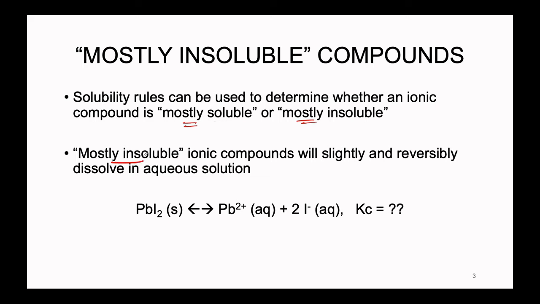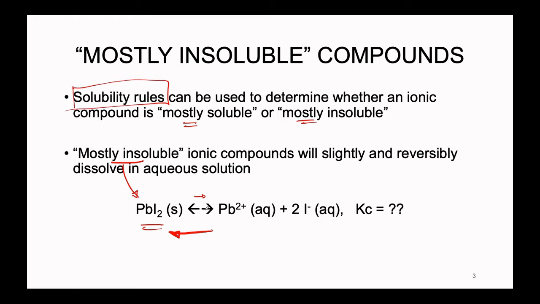The mostly insoluble ionic compounds, when the solid itself is placed in solution, we can say are going to slightly and reversibly dissolve in aqueous solution. In other words, these types of compounds, like this lead iodide, which we would predict using our solubility rules to be a mostly insoluble compound, we would predict this to just sit in solution. It would be mostly insoluble. But mostly insoluble, meaning that most of the time these ions are recombining to form a solid. Some of the time, though, we have a little bit of dissociation, right?